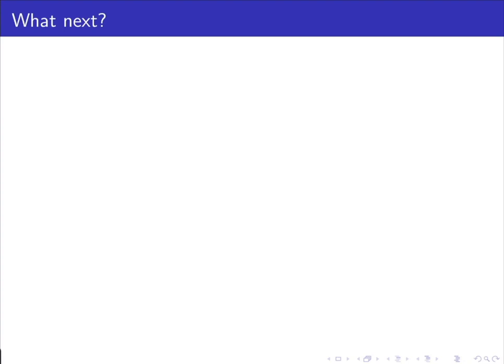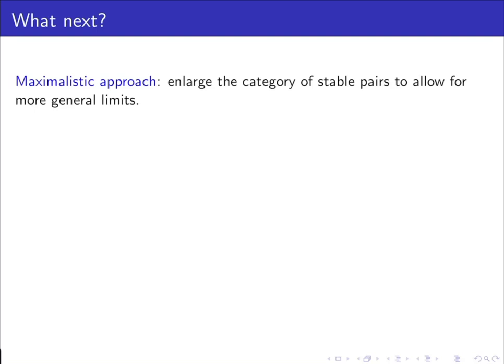So, since I'm almost out of time, let me conclude with a couple of questions that I think are interesting, or natural at least. So the problem is we found out that the moduli functor of stable pairs in characteristic p, or mixed, is basically almost never proper once the dimension is greater or equal than 3. So we would like to fix it. One way, which is sort of the maximalistic approach, is to enlarge the category of stable pairs in order for us to allow for these more general schemes that appear in the boundary.